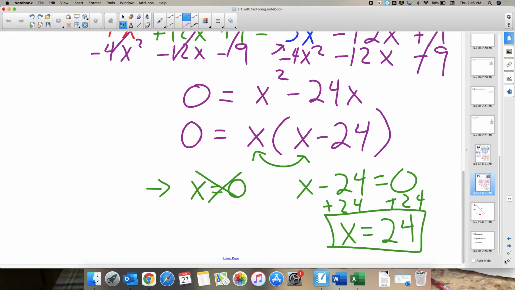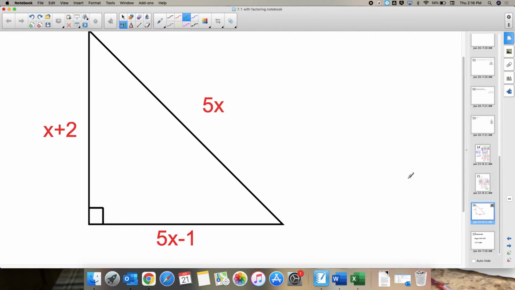Which brings us to our last problem in the notes today. One more to look at here. If you want to pause the video and try it on your own, try it and then come back and watch how to go through it. We're going to start it the same way. c squared equals a squared plus b squared.